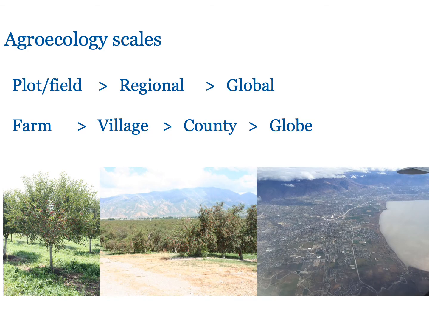Each of the principles and goals can operate on a variety of scales. From an operational or research perspective, the scales span the plot and the field level, which then scale up to the regional and the global scales. From the social perspective, there is the farm, village, county, and globe.